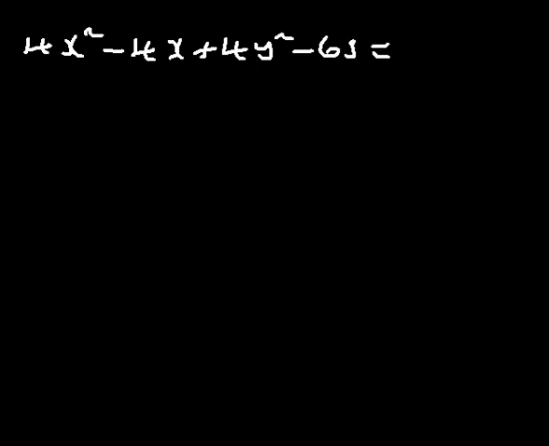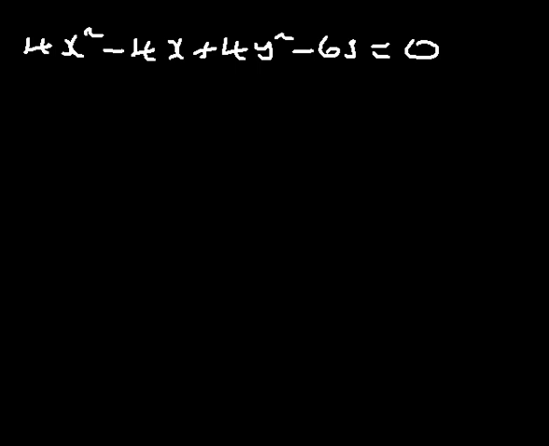And what if we have this case now? Let's say we have 4x squared minus 4x plus 4y squared minus 63, which is equal to 0. Let's say that's the case.